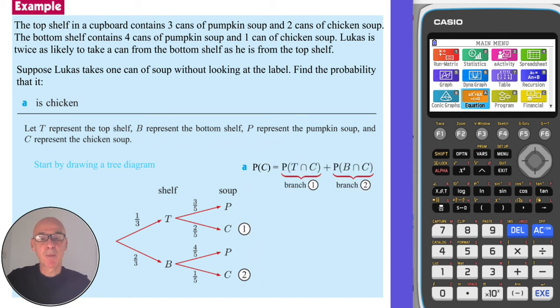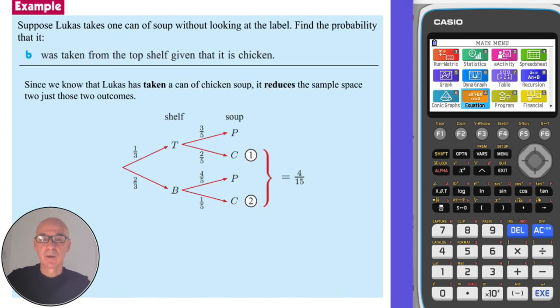So to find the probability that the can picked is chicken, we need to add those two probabilities together. And again, remembering to multiply along the branches, so that's 1/3 times 2/5, 2/3 times 1/5, and that gives 4/15.